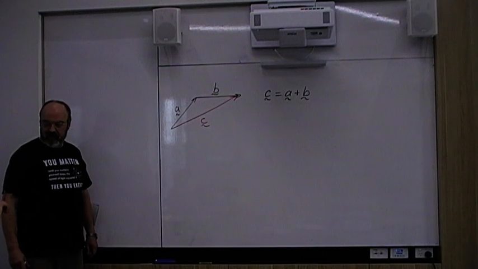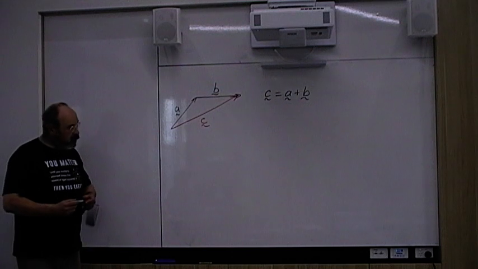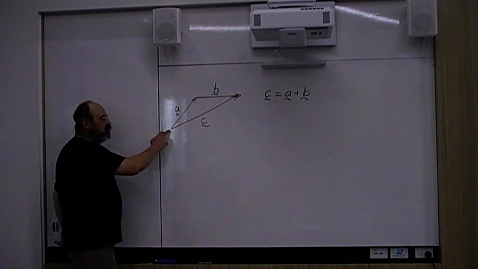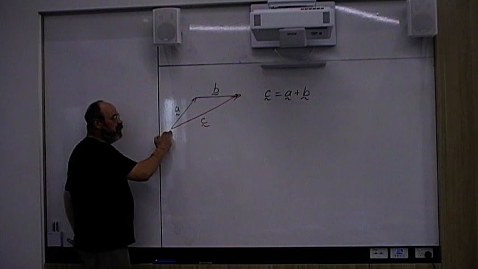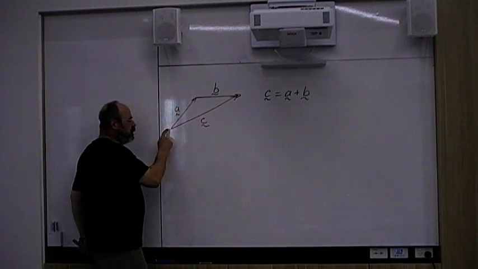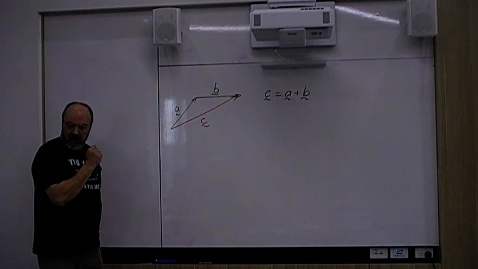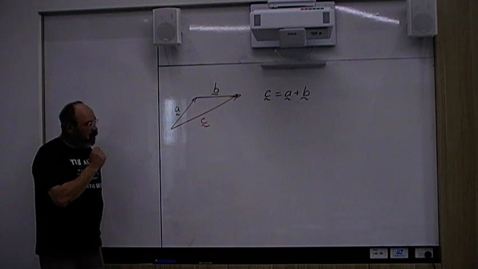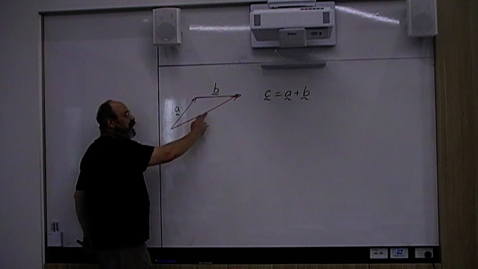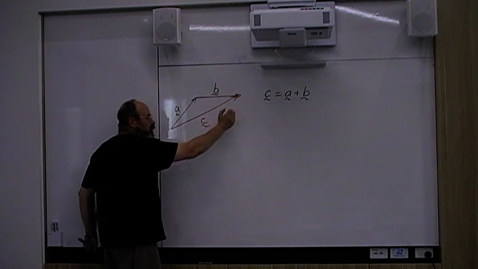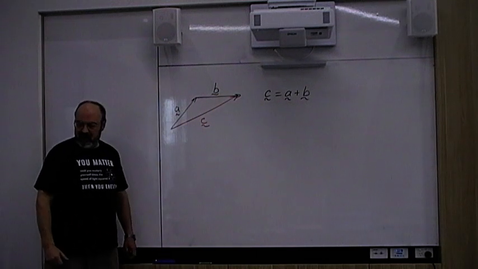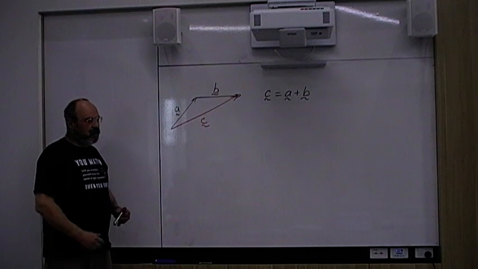It is, as I'm saying, beginning where the beginning of vector A is; this is the beginning of the vector, this is the end of the vector. It starts at the beginning of A and ends at the end of vector B. Make sense? Parallelogram rule.